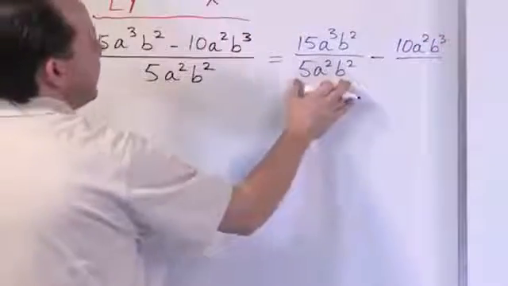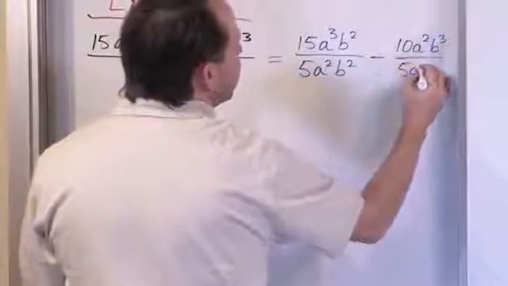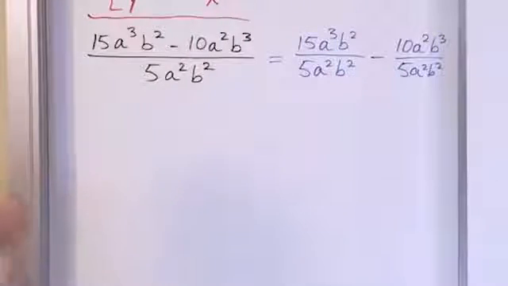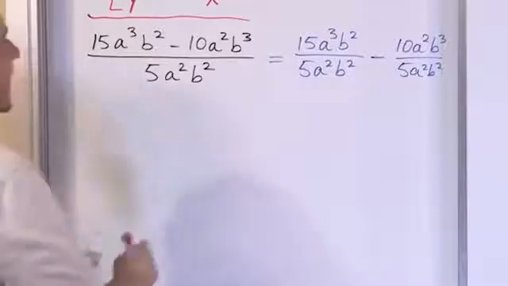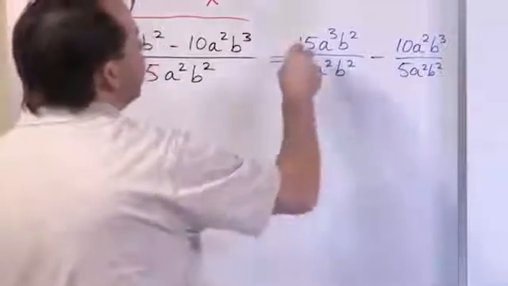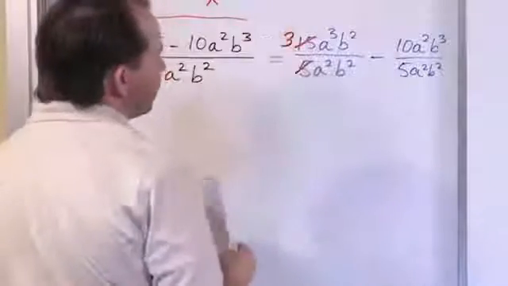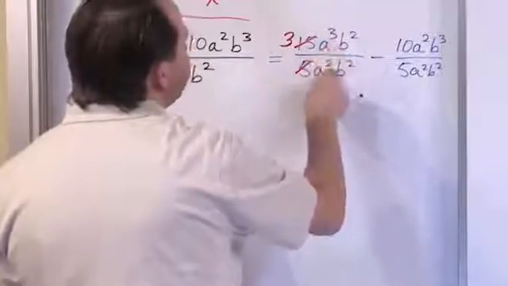And on the bottom, it's the same bottom, 5a squared b squared. By now, you should understand that this makes total sense, that we're not doing anything tricky here. Now we look to cancel things. 15 divided by 5 is 3, so I replace that with a 3. Here I have a cubed and a squared.